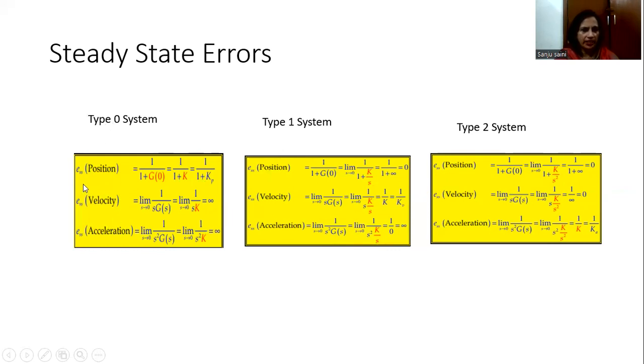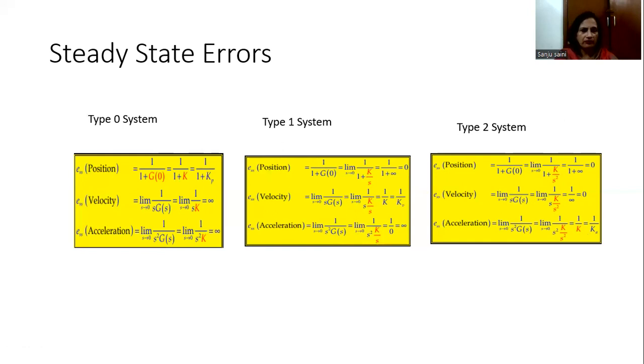Then for the unit ramp input, for type 0 system, error is infinite. For type 1 system, error is 1 by Kv, and for type 2 system, error is 0. And for the unit parabolic input, the steady state error for the type 0 system is infinite. For type 1 system, it is again infinite. For type 2 system, it is finite, that is equal to 1 divided by Ka.